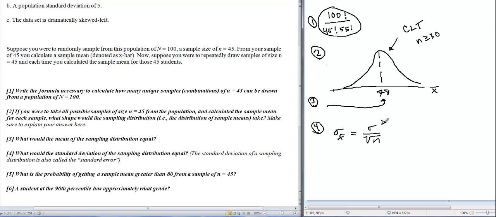So this number is the population standard deviation, and this is 45. The population standard deviation was 5, divided by the square root of 45, which is 0.7454.